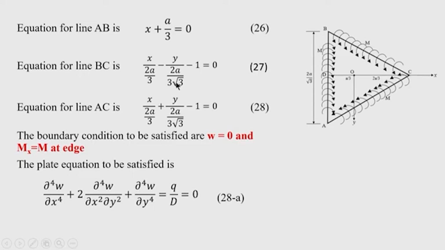This factor root 3, 1 by root 3 is coming because this angle is 30 degrees, and this is tan 30. Okay, when we find this intercept BD for that line with the y axis, then BD will be this length into tan 30. Therefore, this condition is appearing.